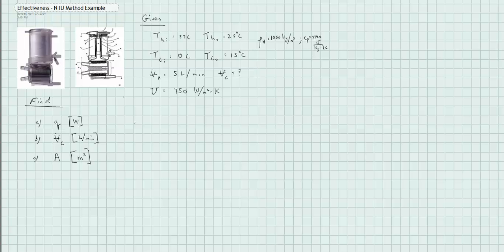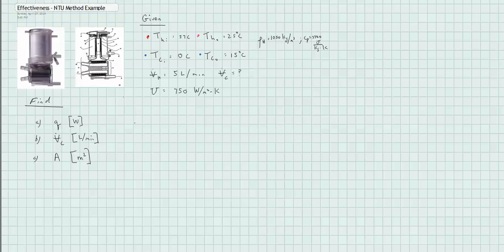Some of the values to make note of: on the hot side, the blood is coming in at 37 C, leaving at 25 C. On the cold side, we have water coming in at nearly or at 0 C, so it would have to be some sort of saline solution to ensure that. And then exiting at 15 C.